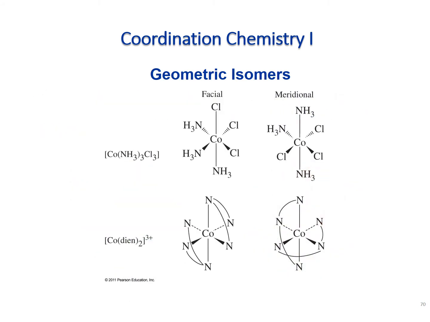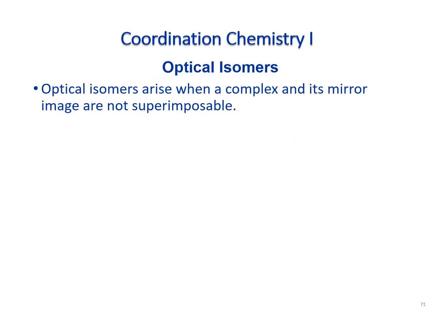This is another way to show facial versus meridional, when we're not showing an actual 3-dimensional representation, but using dashed and solid lines, for example. You can still see the facial, or FAC, for the left-hand one. You can also have that with tridentate ligands. If you have 2 tridentate ligands like diene, you can still get a facial or a meridional sort of setup with that. So it's not just for monodentate ligands. So that was geometric isomers.